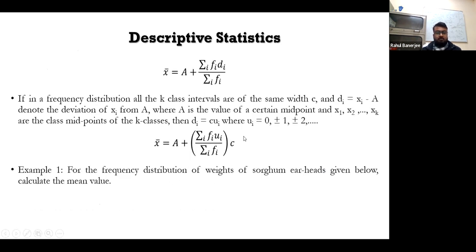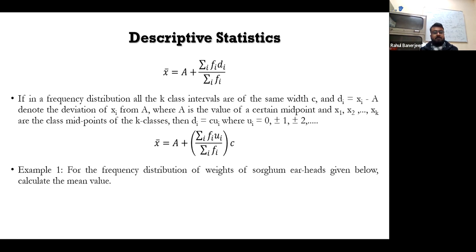Again, for a frequency distribution, if you are using a deviation value, it will be calculated in this way. This formula basically means that the arithmetic mean depends both on change of origin as well as change of scale. Meaning, if you have a set of 10 values and you have calculated the arithmetic mean, now if you add certain values to each of these 10 values and then calculate the arithmetic mean, there will be a change in the arithmetic mean. Similarly, if you multiply each of the values with something and then calculate the arithmetic mean, again, there will be a change in the arithmetic mean.